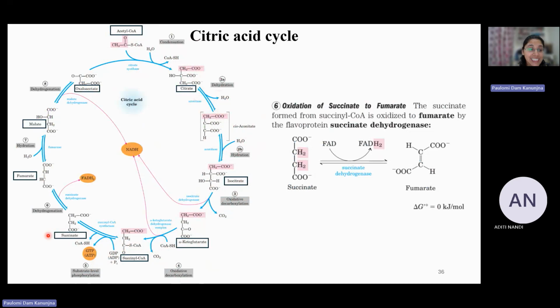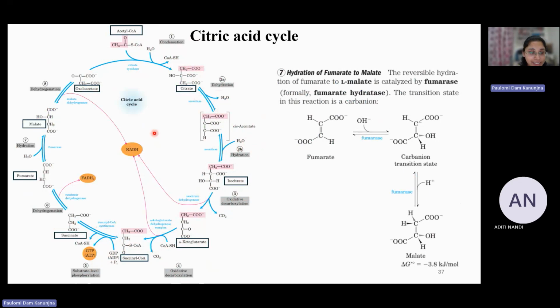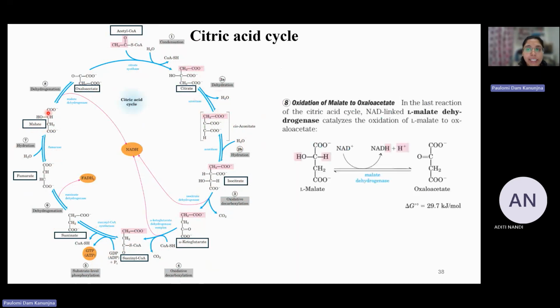After that, you have this succinate that forms the fumarate via dehydrogenation. Now, when this dehydrogenation is taking place, you have FADH2 forming. Okay. The next step is this fumarate converted to malate. How? By hydration. And this is by fumarase. The next step is malate converted to oxaloacetate by again dehydrogenation. What is important? It also gives rise to NADH.